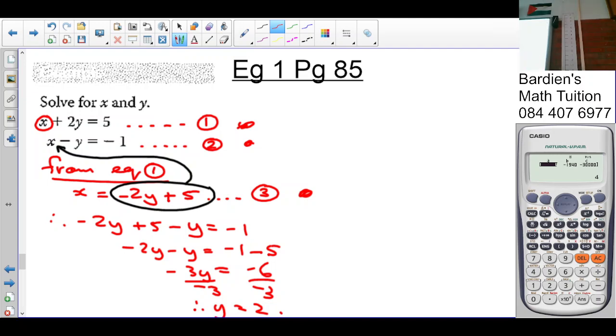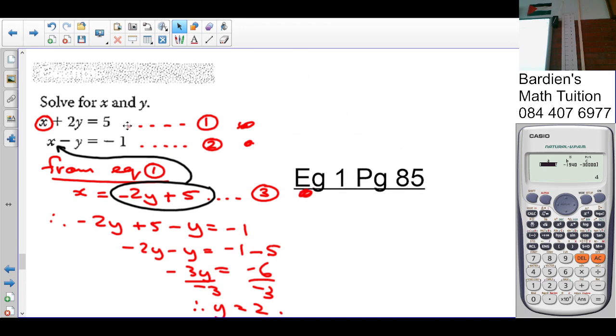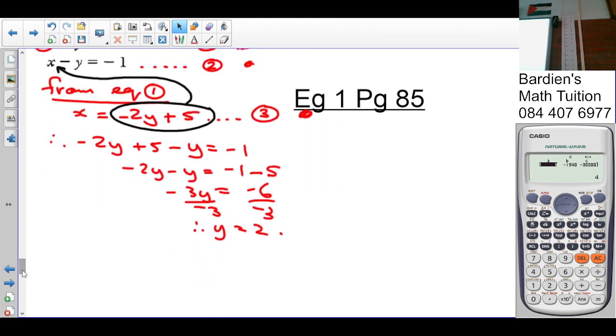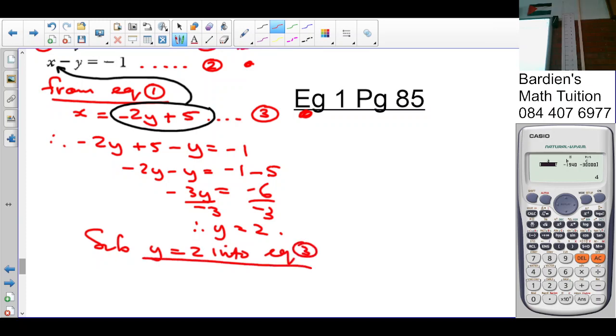Do you guys understand? So what we're going to do is substitute y is equal to 2 into equation 3. So what is it going to read now? x is equal to negative 2 into 2 plus 5. So what's negative 2 times 2 plus 5? Negative 4 plus 5 is 1. So there I have solved for x: x is 1.